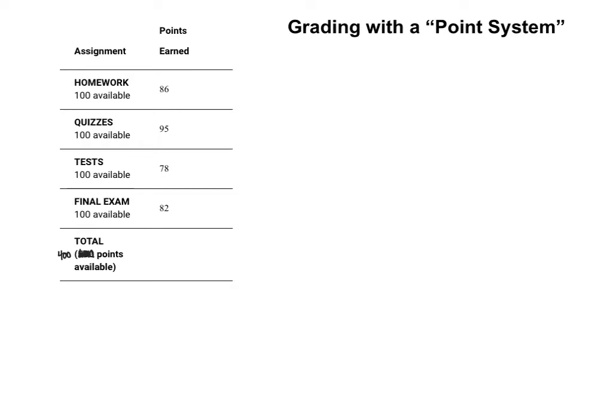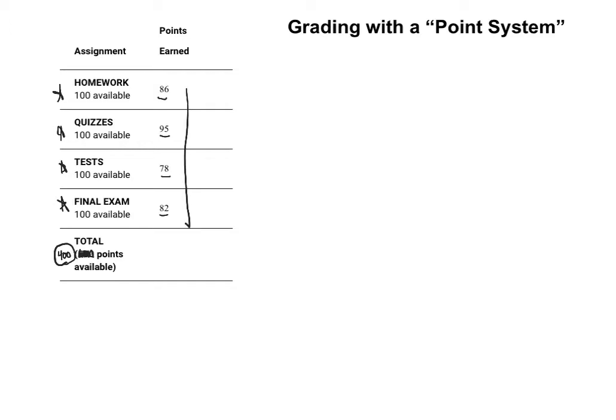If we consider that type of a system, with the problem that we see here, we have 4 types of assignments: homework, quizzes, tests, and a final exam. And there are 400 total points in this course. This individual earned 86 points from homework, 95 from quizzes, 78 from tests, and 82. In a points-based system, all we have to do is consider the total amount that I earned as an individual, the total amount available, and what percent that is.